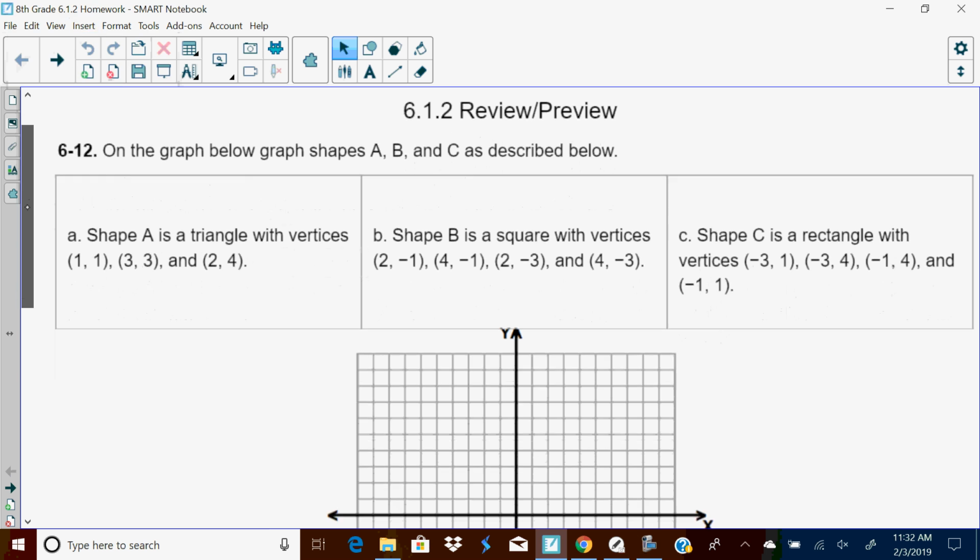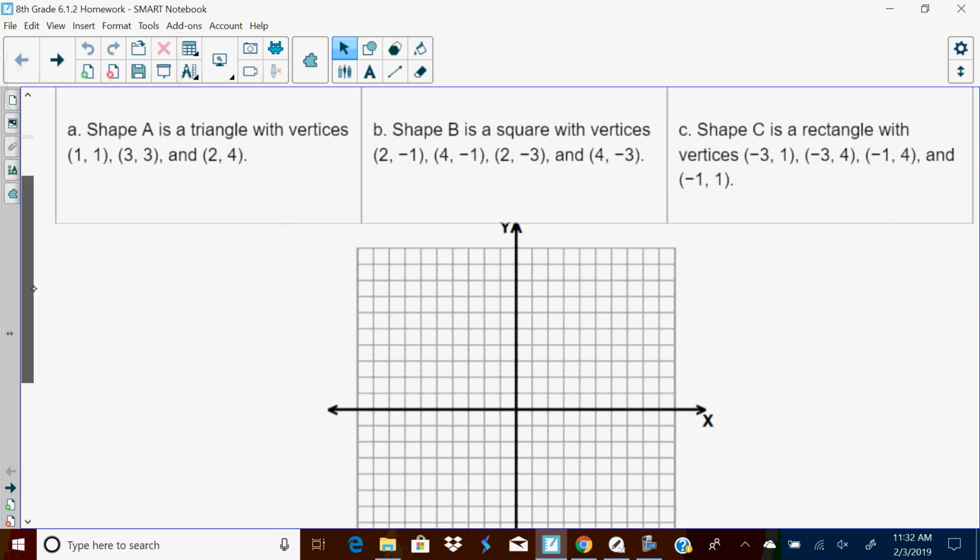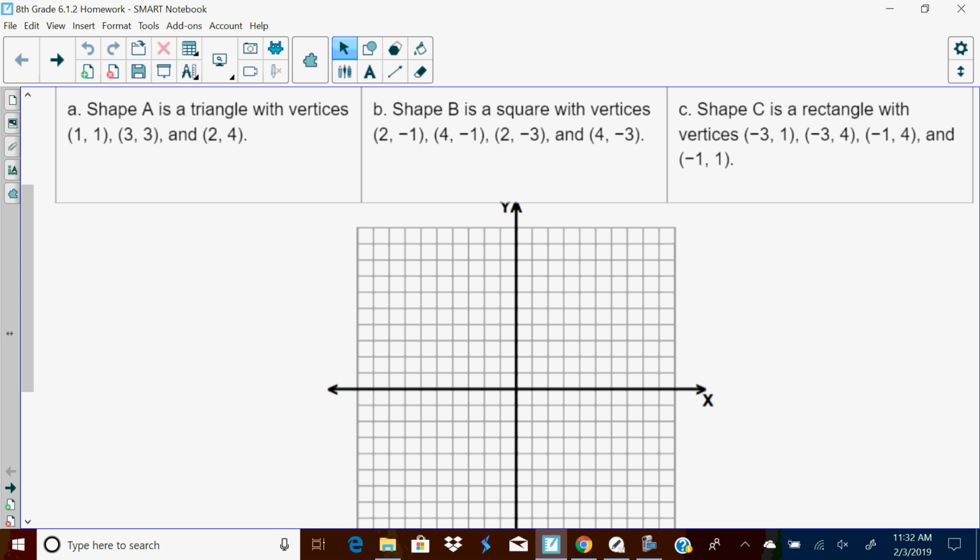Okay, here's the answers to the 612 homework. For 612, it says on the graph below, graph shapes A, B, and C is described. Shape A is a triangle with vertices at (1, 1), (3, 3), and (2, 4). So this is triangle A, shape A.